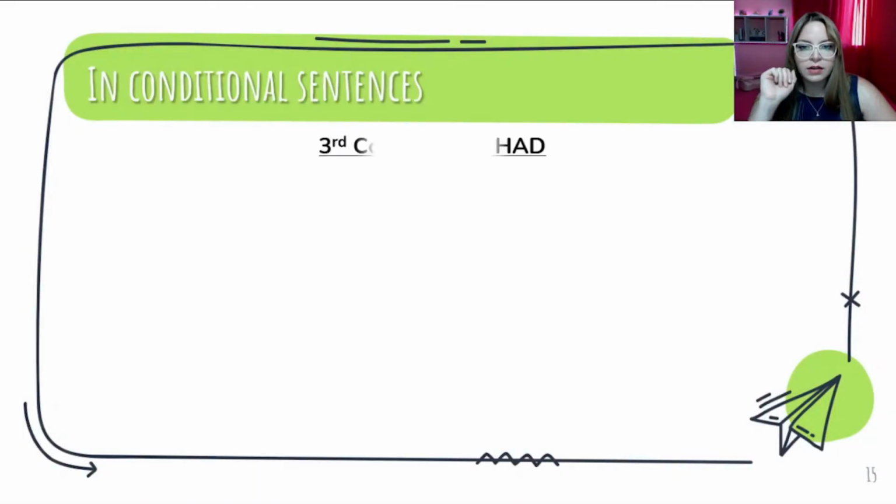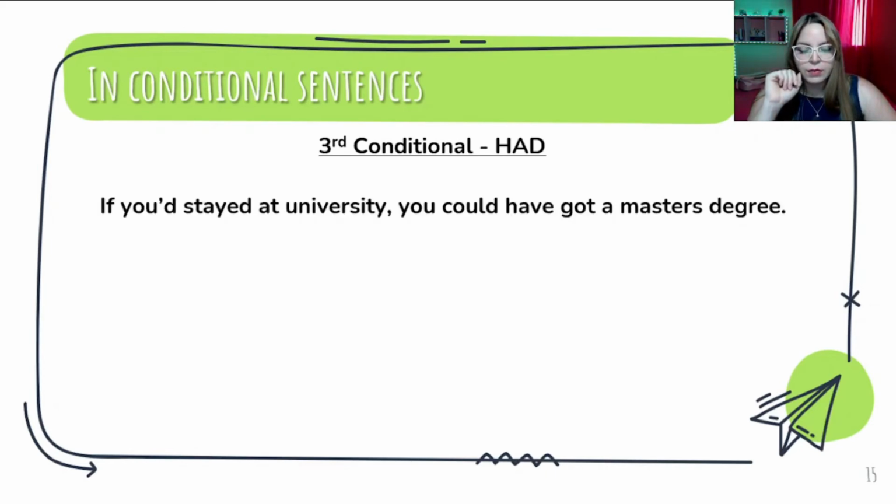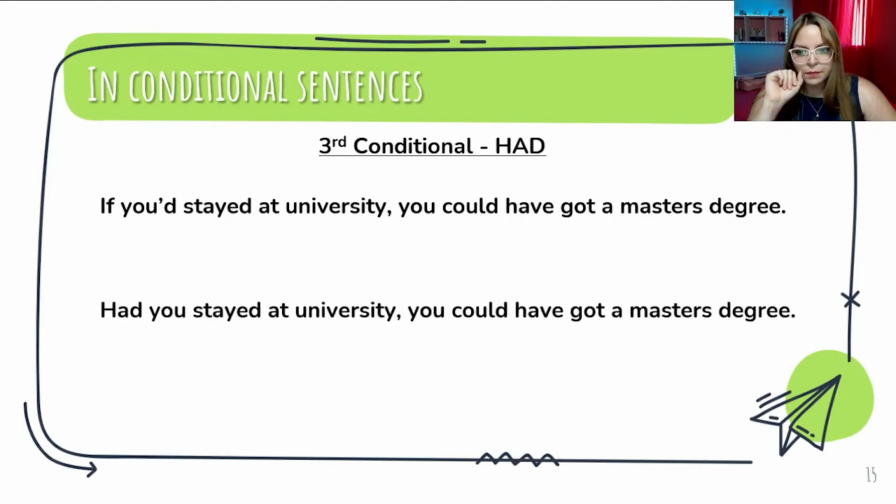Focusing on the third conditional, we should use the word had to invert a sentence. For example, if you'd stayed at university, you could have got a master's degree. The inverted sentence would be, had you stayed at university, you could have got a master's degree. Here at the very beginning, we have the word had, which is the auxiliary verb, and it is followed by the personal pronoun you, which is functioning again as a subject.